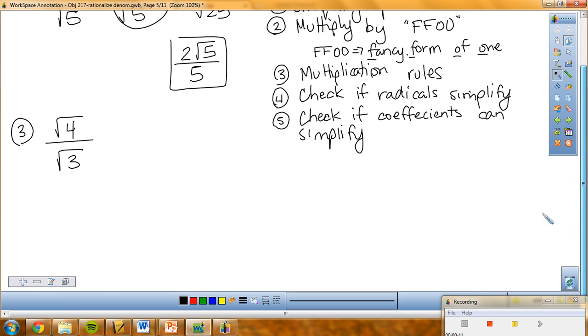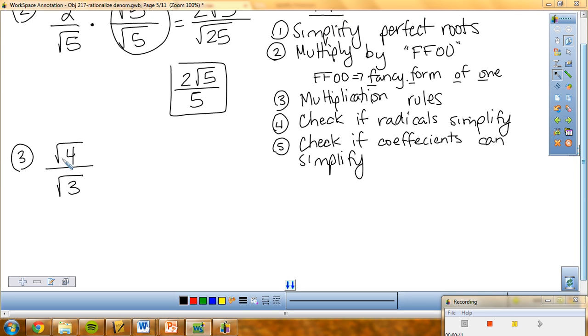So number 3, we see square root of 4 and square root of 3. The very first step we have is simplify any perfect roots. Do I have perfect roots? Yes, the square root of 4 is a perfect root. So actually, this problem becomes 2 over the square root of 3. The next step is to multiply by the foo, our fancy form of 1. I want to use the denominator, and I want to make sure I multiply it by its exact self so that it's going to turn into a perfect square and go away. And if I do the same thing on the bottom, I have to do it on the top. Then step 3, practice my multiplication rule.